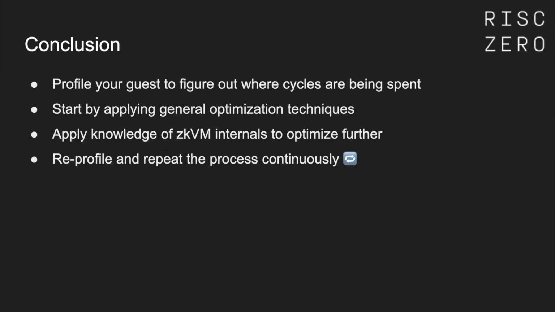In conclusion, things to remember about how to optimize your guest: profile your guest to figure out where the cycles are being spent. Start by applying general-purpose optimization techniques. Then apply knowledge of the zkVM internals to optimize even further, and continually reprofile and repeat this process in a loop: step 1, 2, 3, 1, 2, 3. Profile at step 1, and then keep trying new optimizations to see if you can get cycle counts down further. That's everything. Any questions?